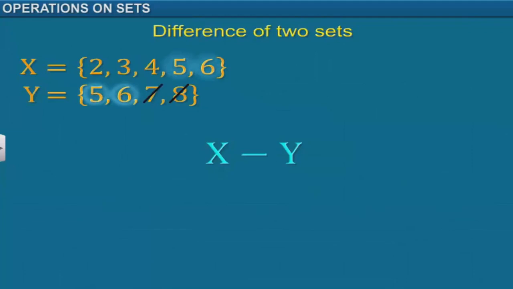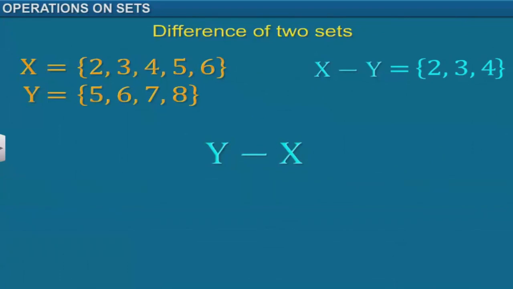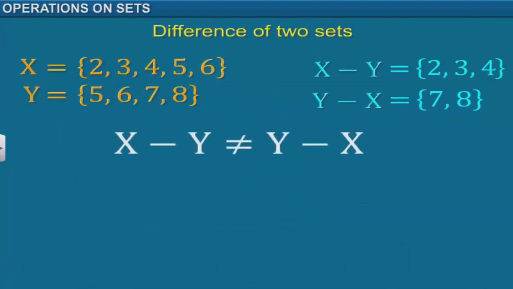The elements that are in set X but not in set Y are 2, 3, and 4. Therefore, set X minus Y has the elements 2, 3, and 4. Next, we find the difference of the sets Y and X taken in the same order. This is found by taking the elements that are present in Y but not in X. These elements are 7 and 8. We can observe that X minus Y is not equal to Y minus X.